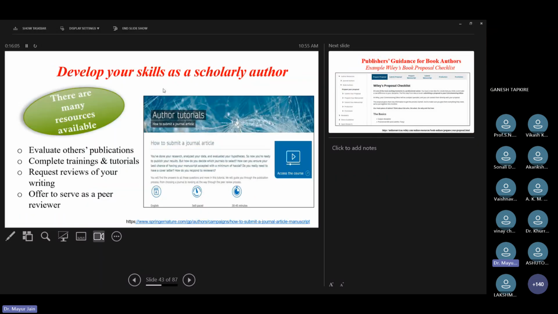Okay, there are certain tools available on journal platforms or websites. You can see them for developing skills, like how to write the paper, how to improve the English, what the format should be, how to maintain the format. Everything is given. There are different tools. You can see the author tutorials, right? They will really help you understand how to write the paper, right?